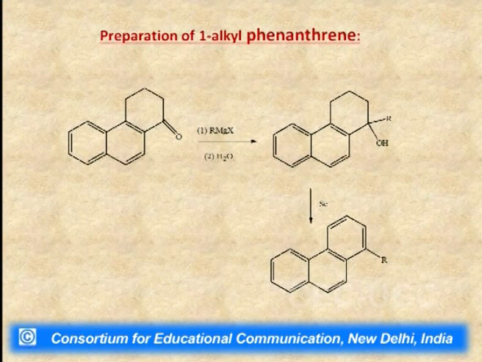We can also prepare substituted phenanthrenes. In the Haworth synthesis preparation of phenanthrene, one of the intermediate products we have got is this product. At that stage also we can do the reaction with the Grignard reagent. When this product reacts with RMgX, this is a Grignard reagent, followed by hydrolysis, it will give us the hydroxy group introduced in the ingredient, which on oxidation will give us the 1-alkyl phenanthrene hydrocarbon.